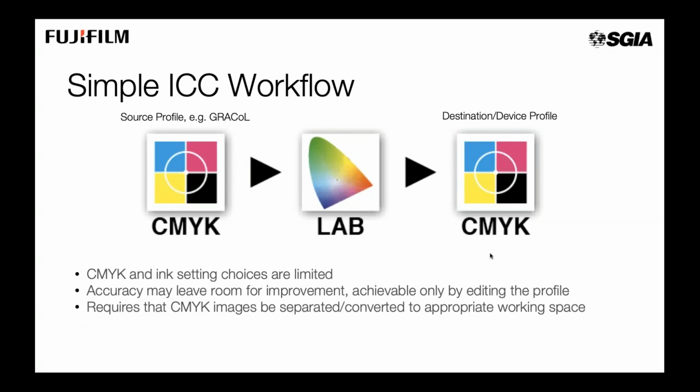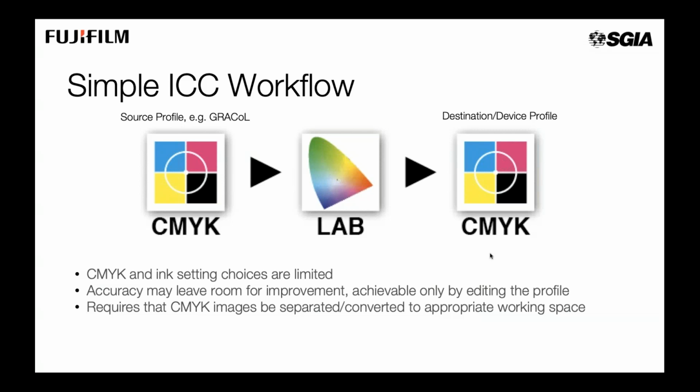Next one we can consider is a CMYK simple ICC workflow. In this case, I start with a source or a target profile, such as Grackle or one of those CRPCs that we talked about, one of the 7, and now I convert that to the destination or device space. So in this case, the drawbacks here, my ink settings are limited because I'm going from CMYK to an LAB space back to CMYK. I can't control how much ink other than total area coverage for the most part. And my accuracy may leave room for improvement. I get what I get with this.